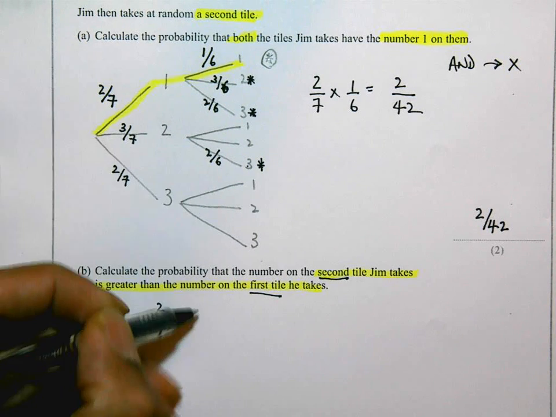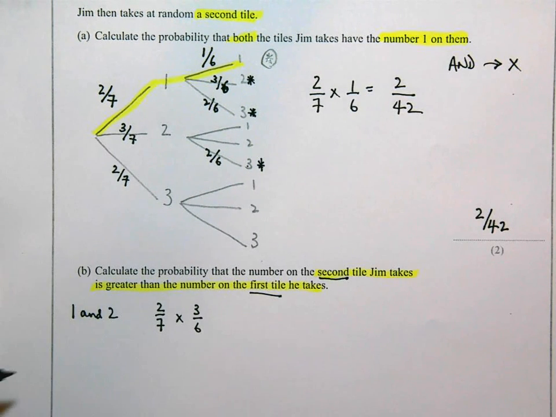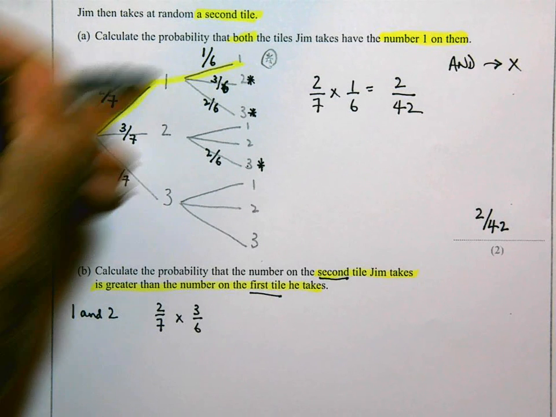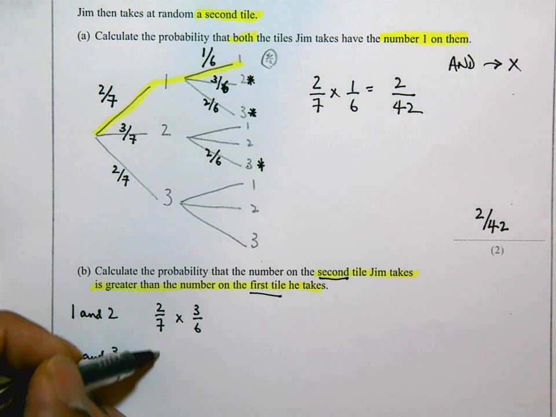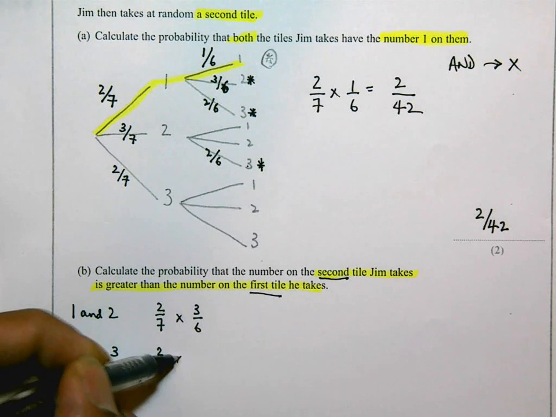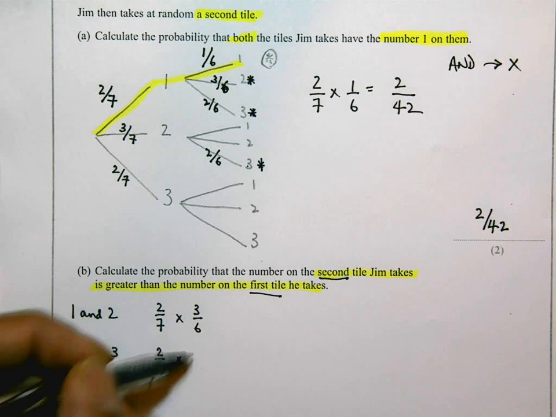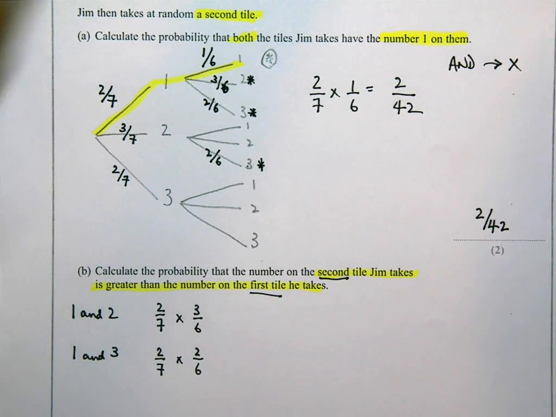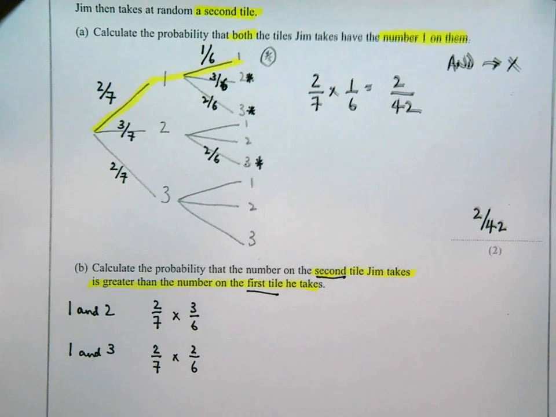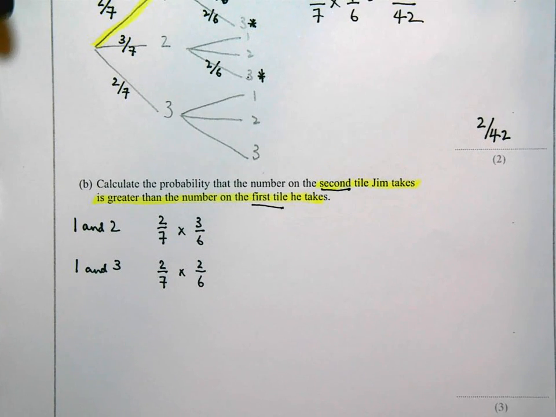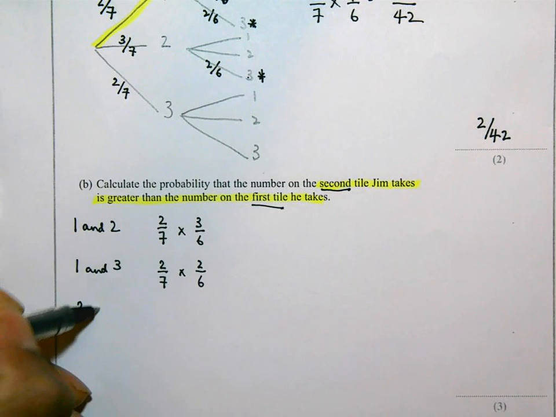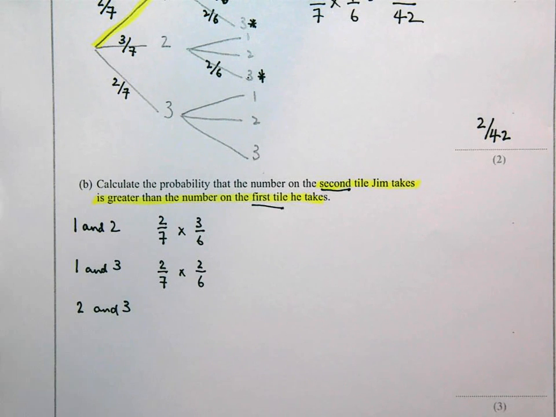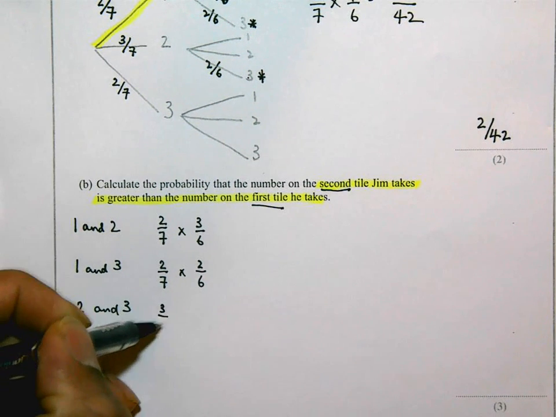The probability of picking a 1 the first time and a 3 the second time, that's going to be 2 over 7 times 2 over 6. And the last one is going to be picking a 2 the first time and then a 3 second. So the probability of picking a 2 and then a 3. So 2 the first time is 3 over 7, and then times that by 2 over 6.